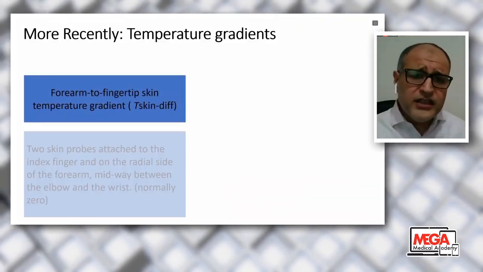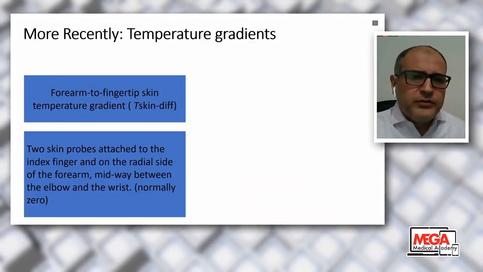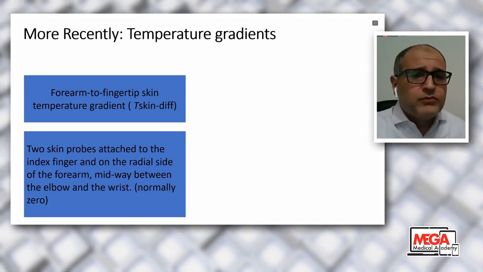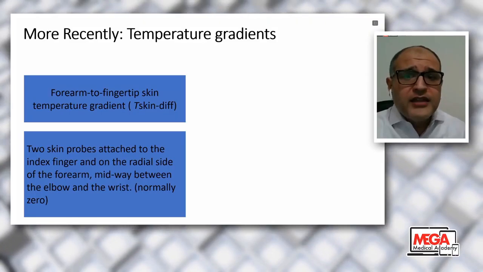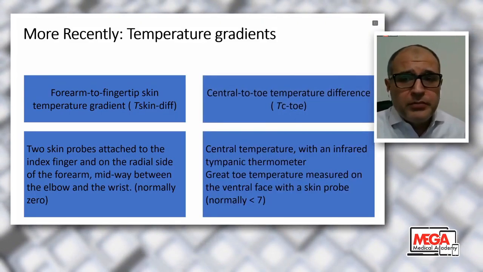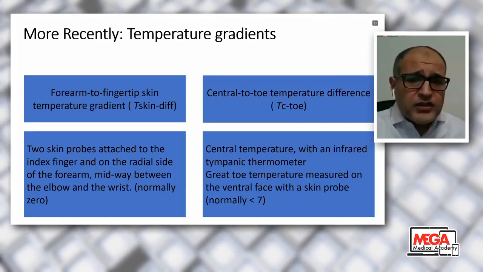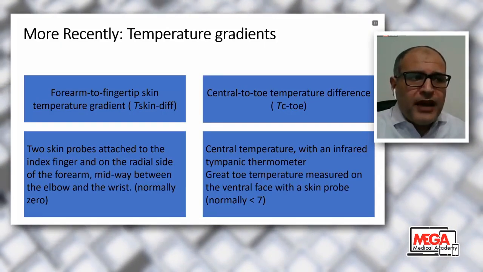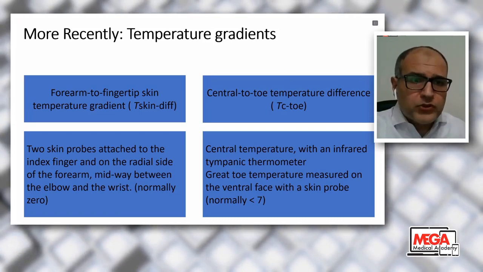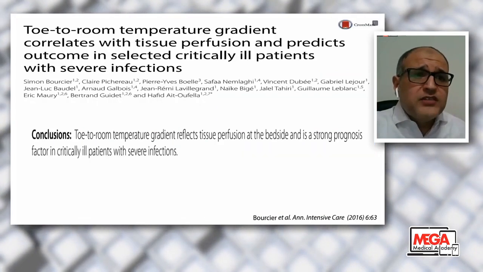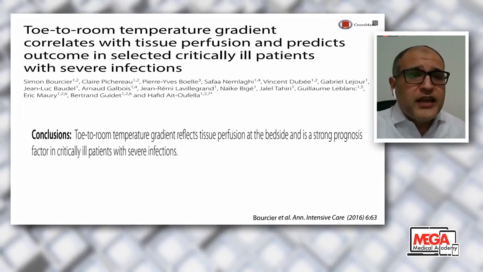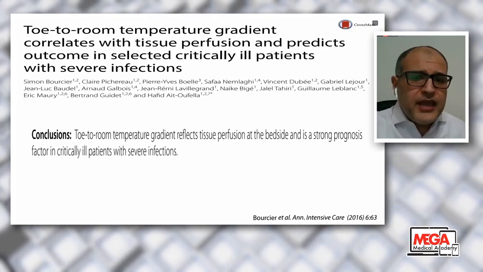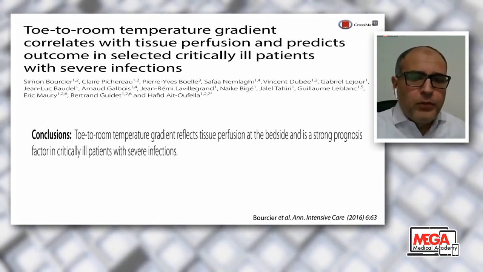More recently, other temperature measures were used, such as the forearm to fingertip skin temperature and the central to toe temperature difference. Both measures are more accurate than the single reading of the toe temperature because they will not be affected by the ambient room temperature. This is another measure which is room temperature. When the gradient between the toe temperature and the ambient room temperature increases, this can predict poor prognosis.